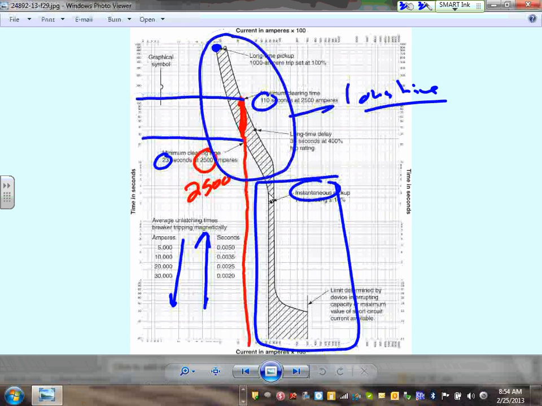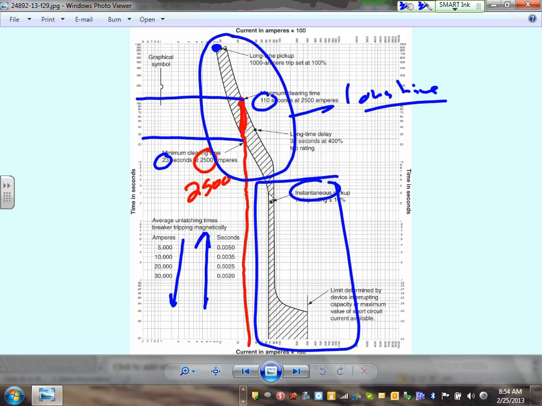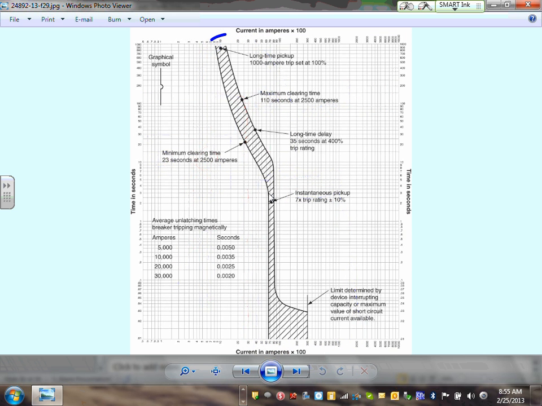Because next week, you guys are going to be doing this one, not next week, the week after for us, for the project, the 4,000 amp. You're going to be looking at tons of curves like this, so you'll be able to understand them. Okay, so that's my curve. That's for a circuit breaker.